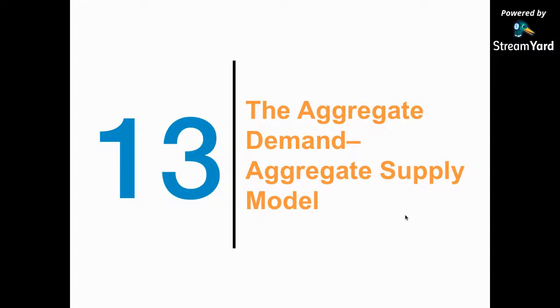So aggregate demand and aggregate supply is a culmination of a lot of the things that we've been talking about. A lot of students find this chapter to be a lot easier compared to some of the other chapters because you've really already seen a lot of these concepts earlier in the semester.